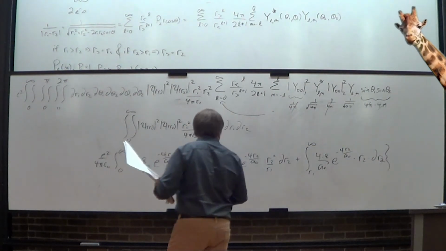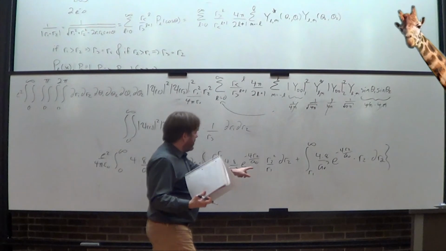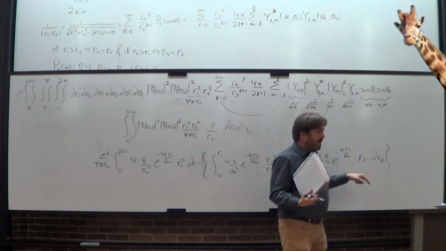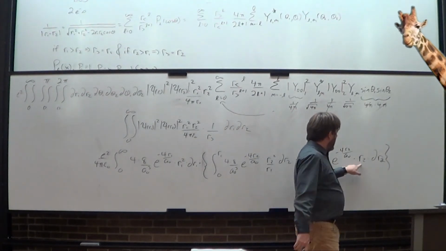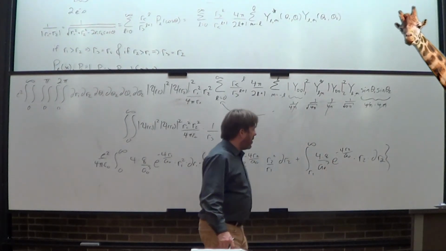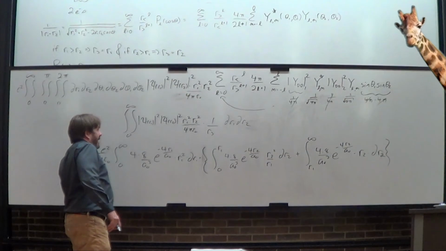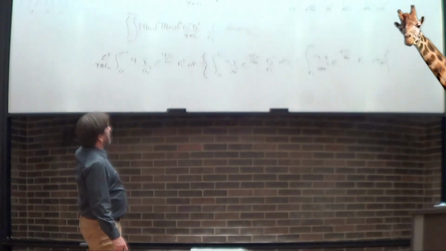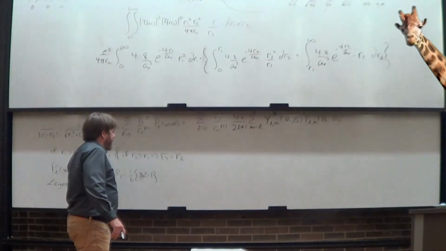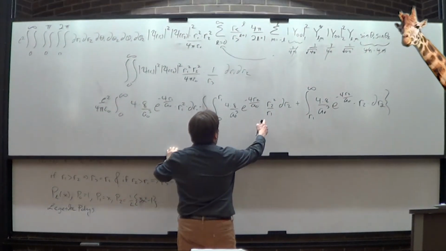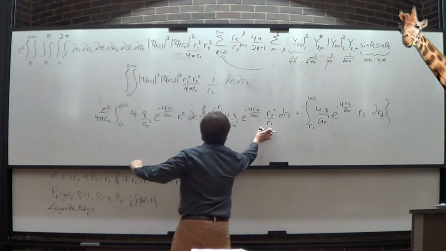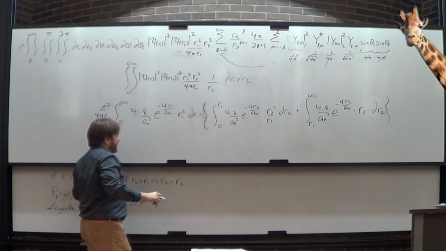All right, you see that? R2 squared over R1, but in this one, it's R2 squared over R2, so it's just R2. Now, the only thing I can imagine might be a little confusing is that there's an R1 here in the R2 integral, but it's just a constant. It can actually come out from here.